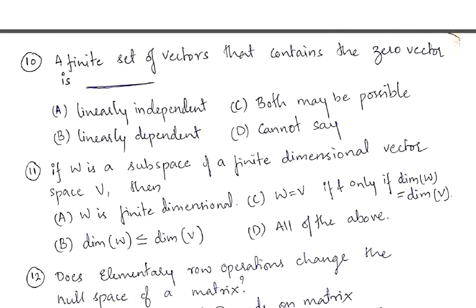A finite set of vectors that contain the zero vector is: linearly independent, linearly dependent, both may be possible, cannot say. A finite set of vectors that contains a zero vector. If it contains a zero vector, what does that mean? Zero vector means a scalar multiplied. If 0 is the scalar quantity, and that is multiplied to some column vector or any other vector, then it will result in a zero vector.